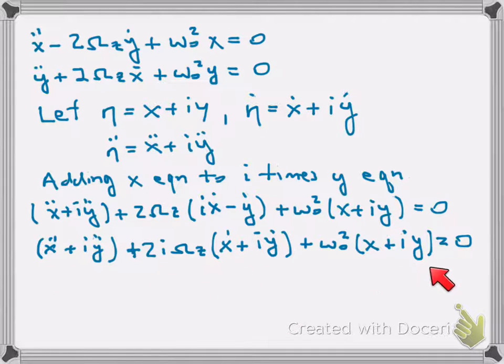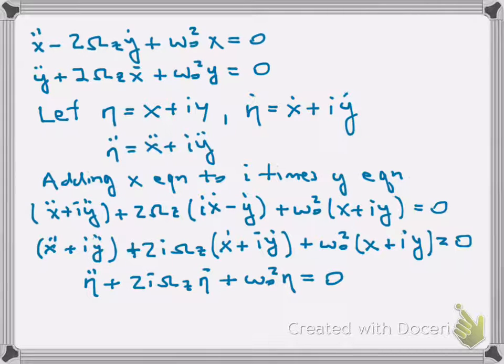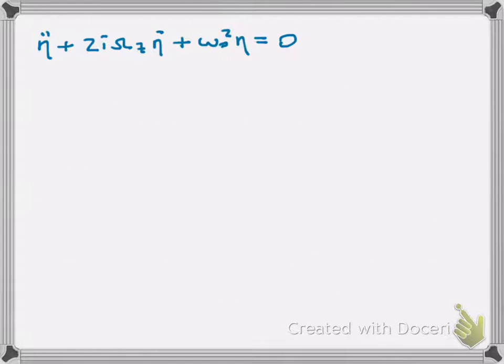I can write all of this in terms of this definition for eta, the complex function. And so we do that, and we get eta double dot plus 2i omega z eta dot plus omega naught squared eta equals 0. Let's rewrite that onto the next slide. And our standard way of solving this is to guess a solution of the form eta of t equals e to the minus i alpha t.